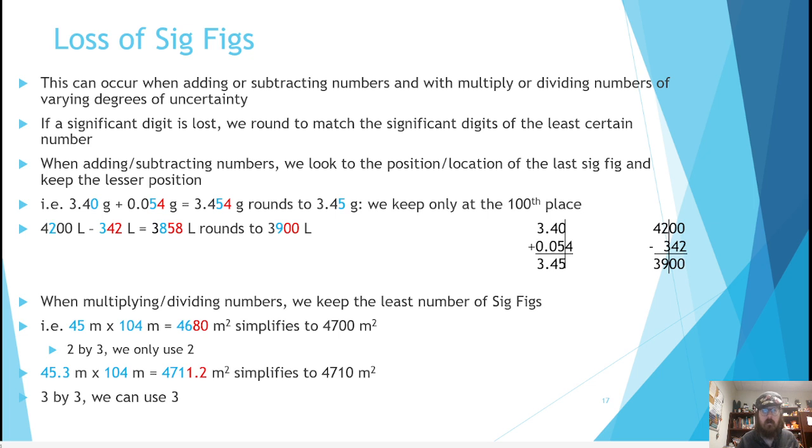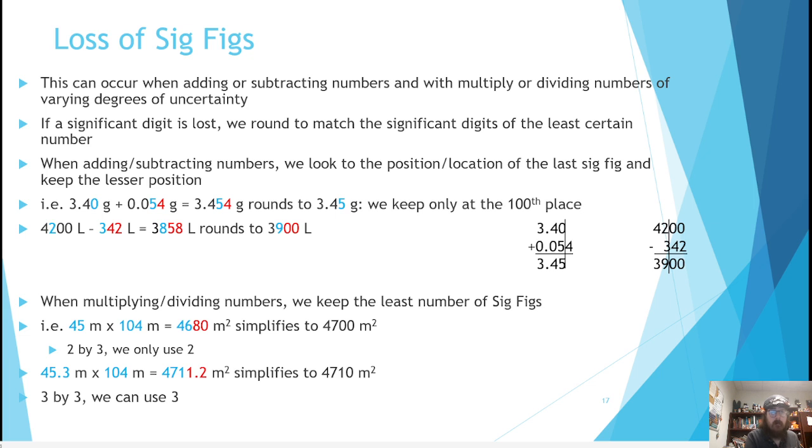Now when we multiply or divide, we have to keep the number of significant digits rather than the place. So if I'm multiplying to find the area of a carpet I'm going to need, if I have 45 meters, which is 2 sig figs, and 104 meters, which is 3 sig figs, even though the calculator punches out 4680, I know I need about a 4,700 meter squared rug, because we cannot reliably say it's going to be 4680, because of the inaccuracy in the first measurement.